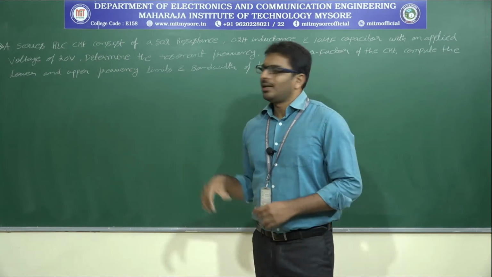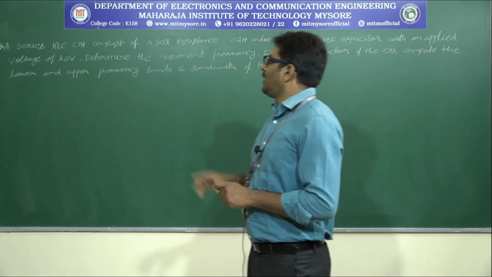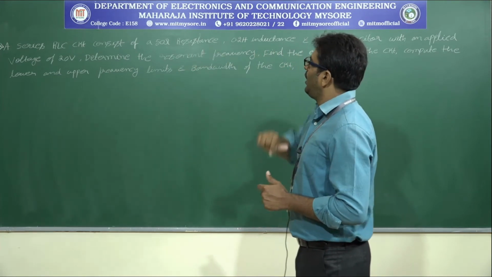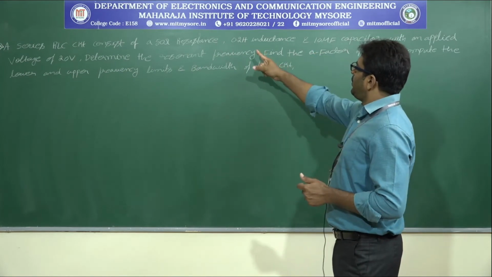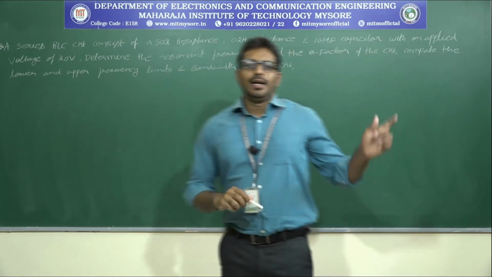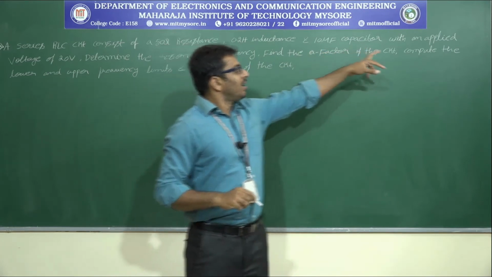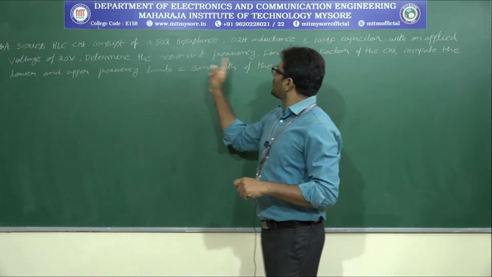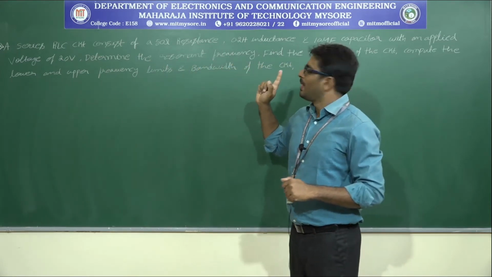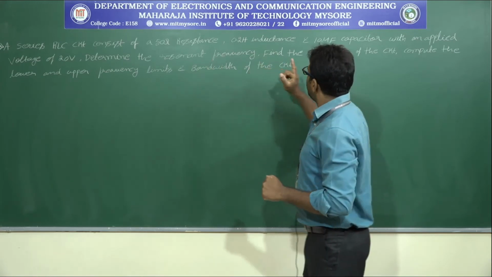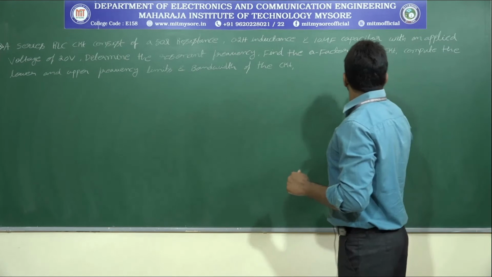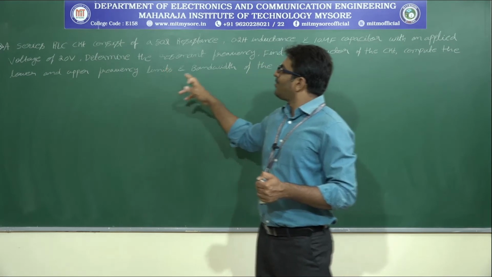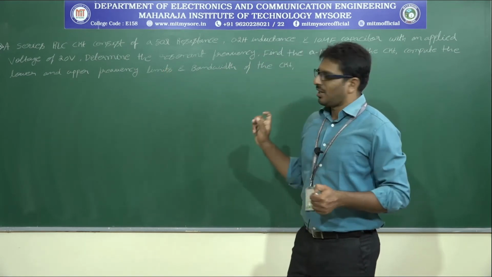Okay. Now, let us move on to the next problem. Say the question: a series RLC circuit consists of 50 ohm resistance, 0.2 Henry inductance and 10 microfarad capacitor with an applied voltage of 20 volts. Determine the resonant frequency. This is the first part of the question. Find the Q factor of the circuit and also compute the lower and upper frequency limits and bandwidth of the circuit.